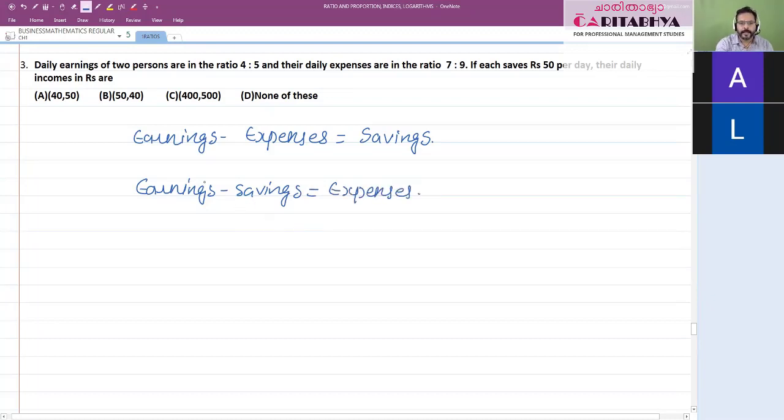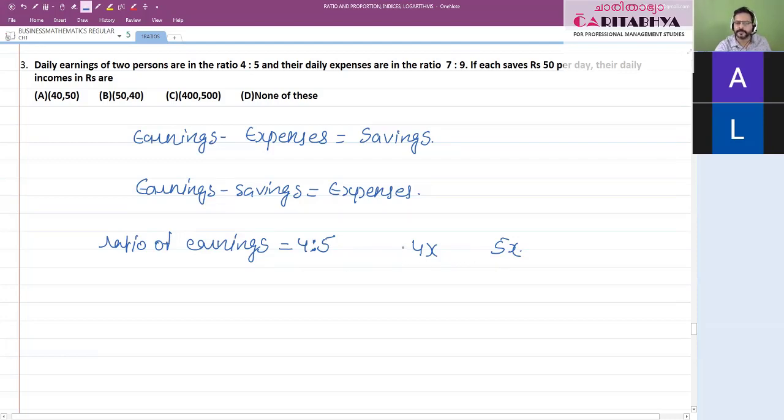Daily earnings of two persons are in the ratio 4 is to 5. So the actual earnings, the first person's is 4x and the second's is 5x, both terms multiplied by the same non-zero number x. Then 4x and 5x.